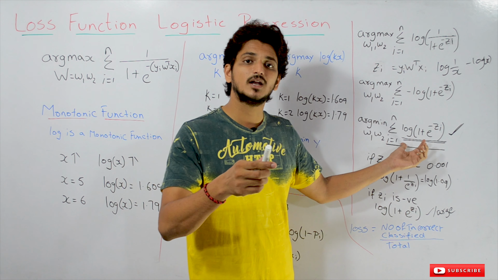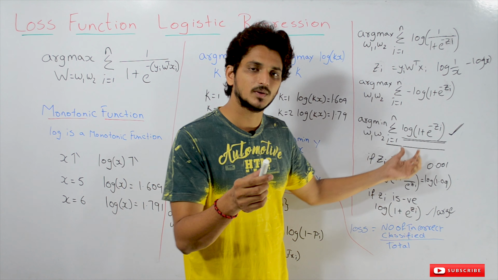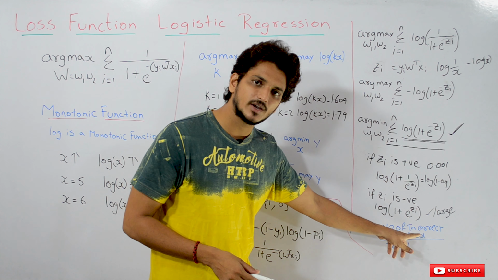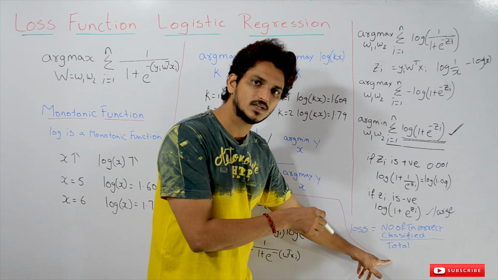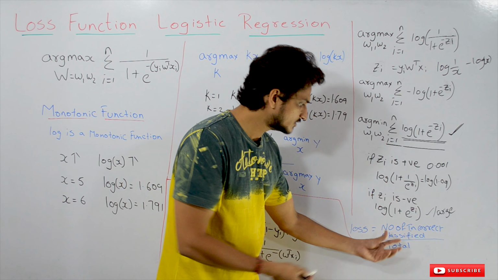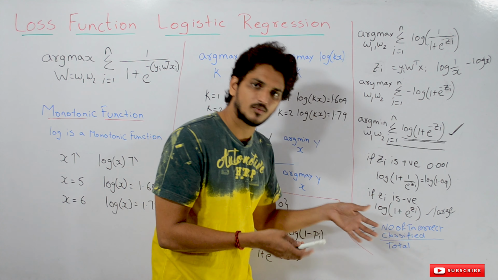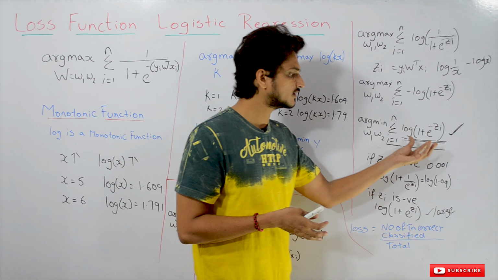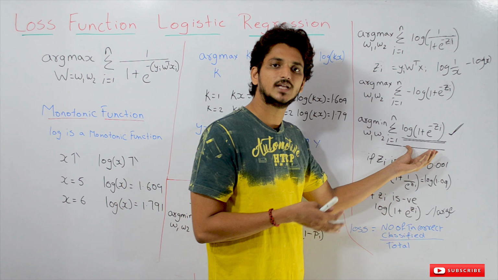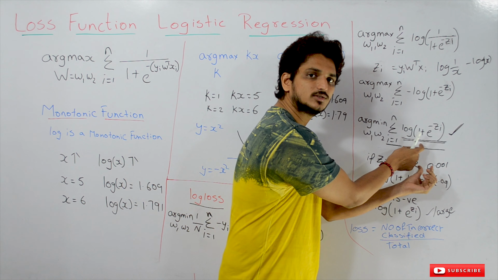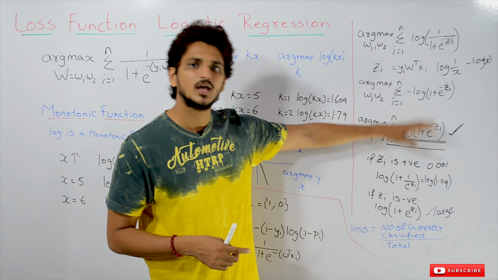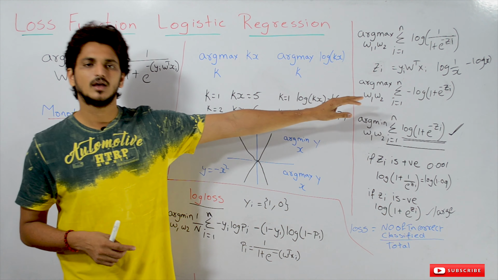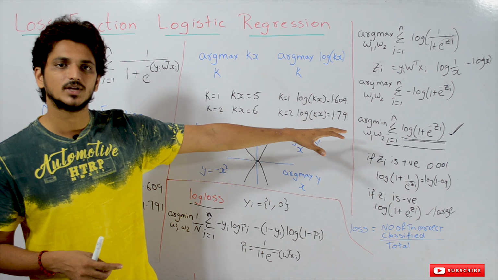So how do we calculate loss in classification problems? Number of incorrectly classified points divided by the total number of points. This is how we calculate loss in classification models. If the number of incorrectly classified points is less, then this loss value will be less. That's why we call it a loss function in classification. This is the loss function which we got in the geometric approach in logistic regression.